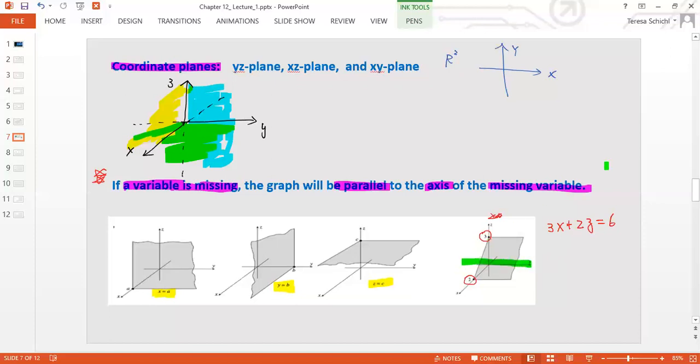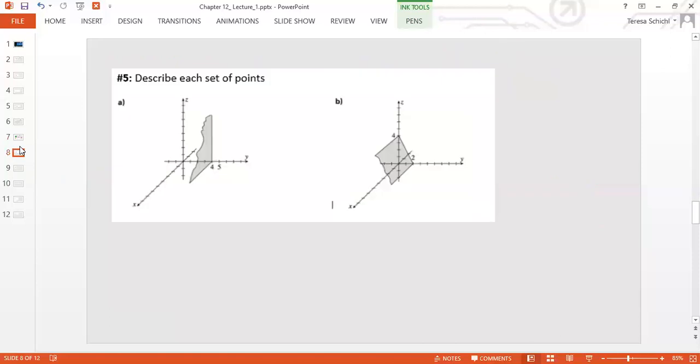So can you visualize that? It's kind of three-dimensional. If you put a plane leaning over the two axes here, the x-axis and the z-axis, that plane is going to be parallel to what? Parallel to y, right? Okay, so now let's take a look at these ones here.